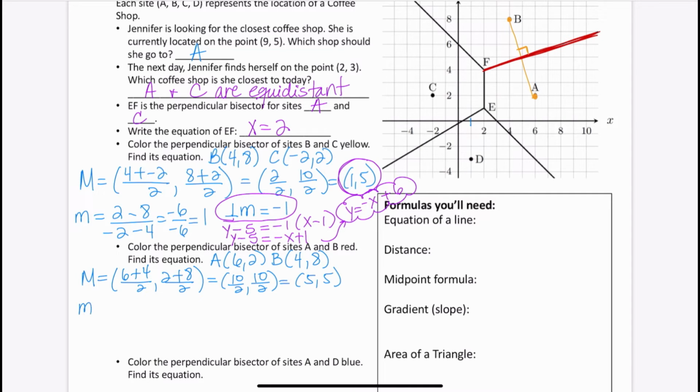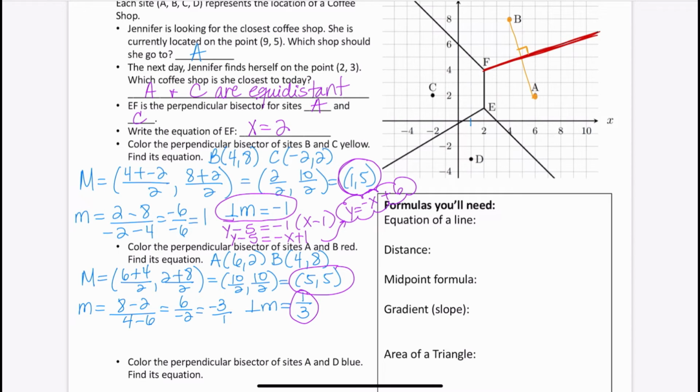The slope is going to be y2 minus y1 over x2 minus x1. 6 over -2 is -3. Remember, -3 is the same as -3 over 1, so the perpendicular slope is the negative reciprocal. You flip it and change the sign. Now I'm interested in figuring out the equation that passes through the midpoint with a perpendicular slope of 1/3.